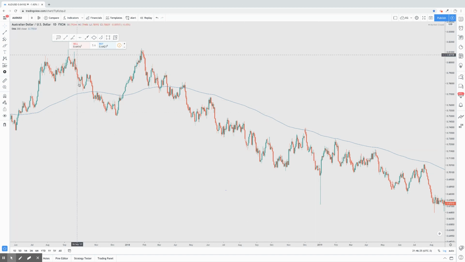So that's the basis of it, guys. When you see a break above, we're looking for buys. When you see a break below, we're looking for sells. And that's the basis of it, right? So obviously, where are we looking for our entry?